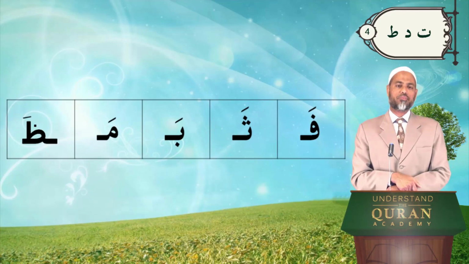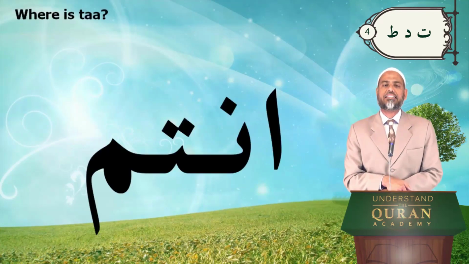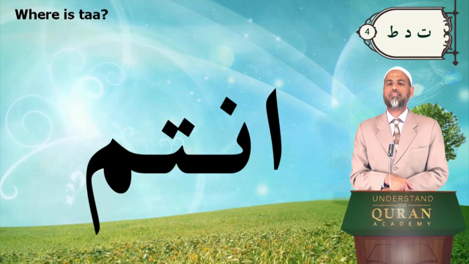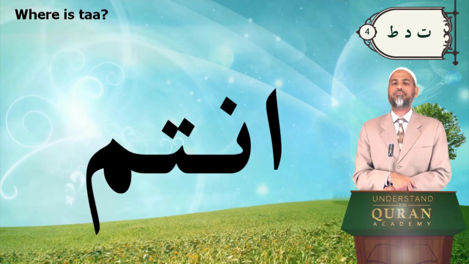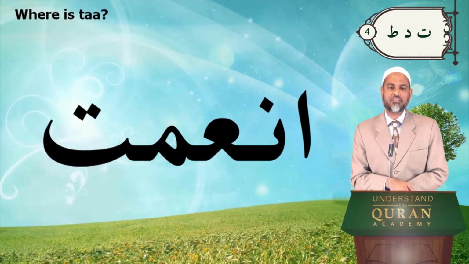Let's play a game. I'll show you different words. You'll identify the letters that I want. Where is the letter ta? Ta. Two dots on the top. Well, it's the third one. Where is the letter ta? Two dots on the top in the tray. The last one.